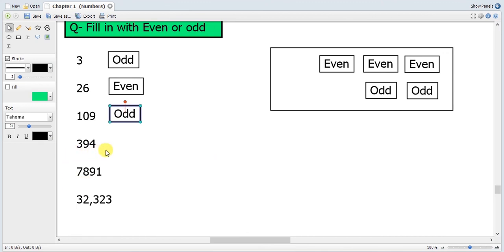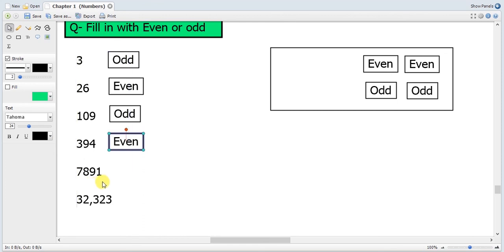Similarly 394. Now if you look at this number, 3 is odd, 9 is odd, but this is not our concern. Our concern and focus is the digit at the unit place. So this is 4. So 394 collectively is an even number.